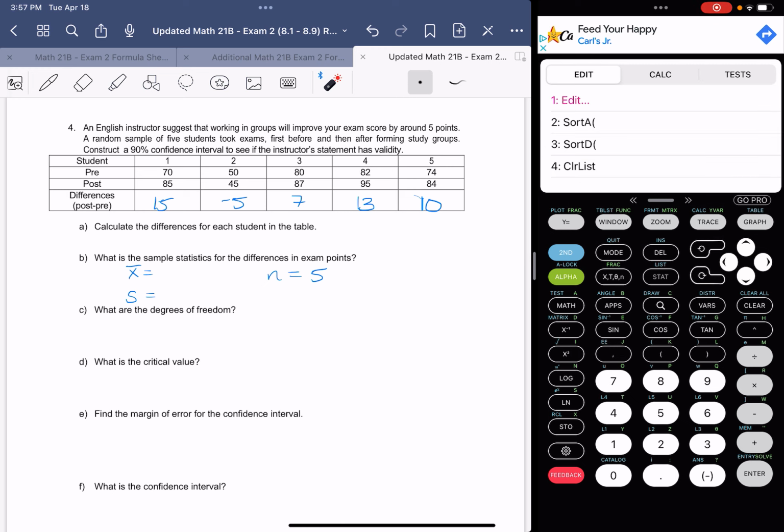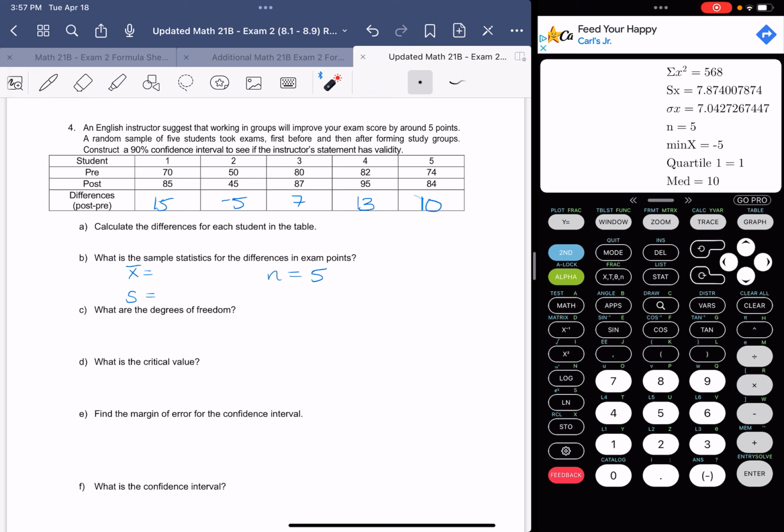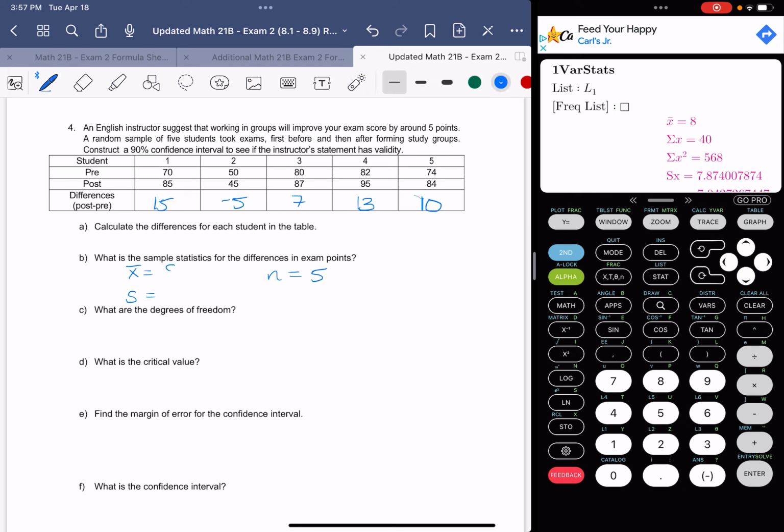All right. And then stat, calc, one variable stats, my first list. And here is my info. So my mean, you should have gotten to be 8, exactly. With a standard deviation, let's go to 3 decimal places, 7.874. Any questions? No, you guys are feeling good? Feeling good about this so far?